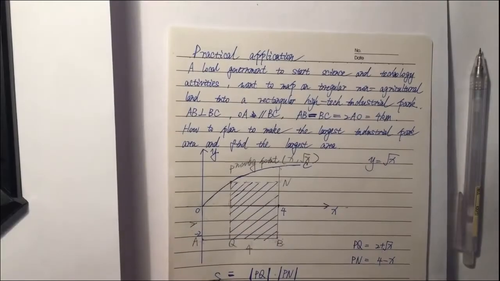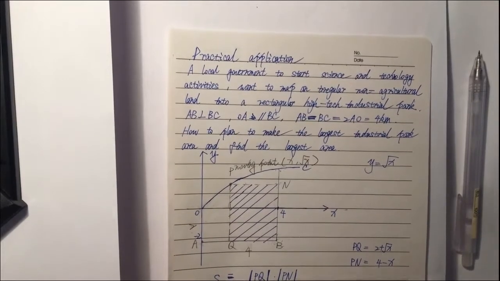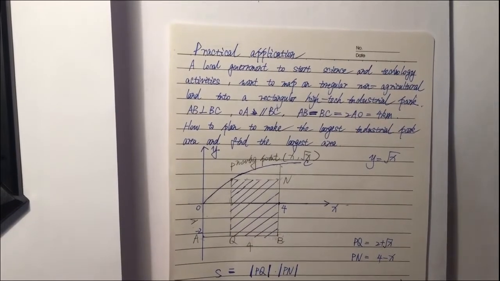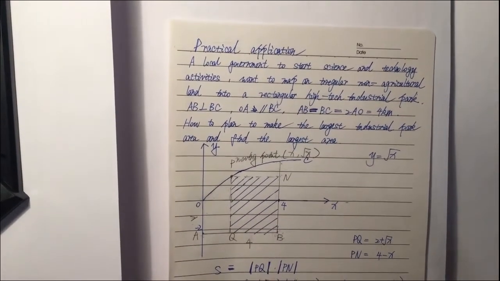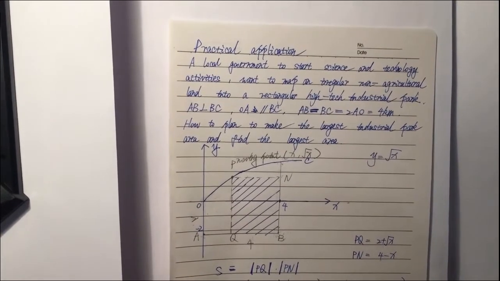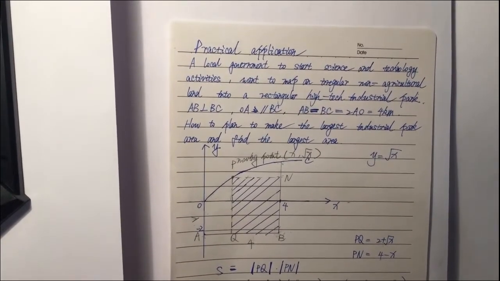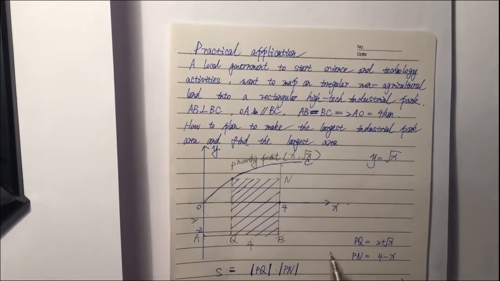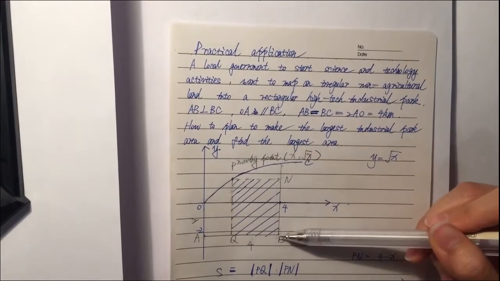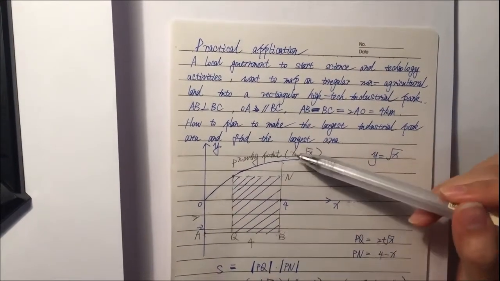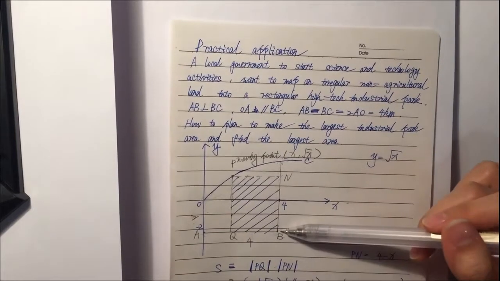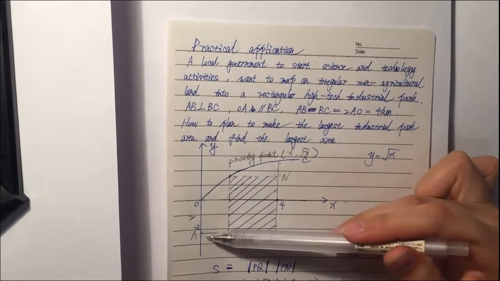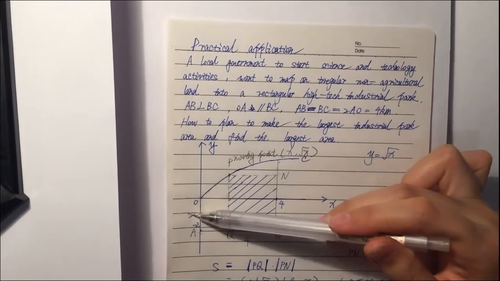Hello, I'm Iris. Today I will show you an example of a practical application of derivatives. A local government wants to start science and technology activities, so it wants to map an irregular non-agricultural land into an industry park. As shown in the picture, AB is perpendicular to BC and OA is parallel to BC. AB equals BC equals 4, and OA is half as long as AB, so OA equals 2.